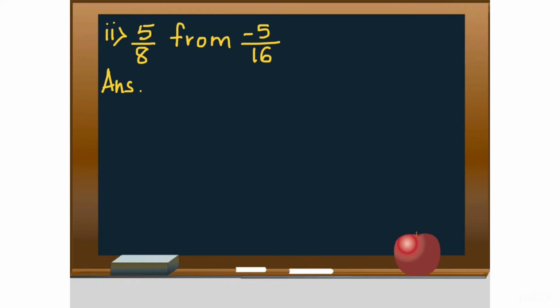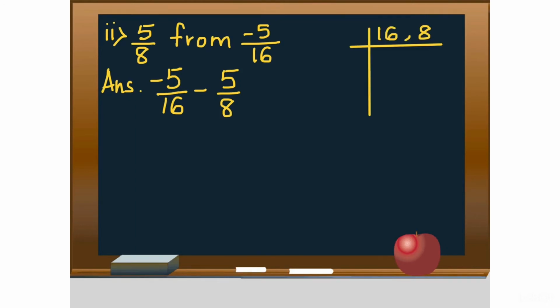Second question. Subtract 5 by 8 from minus 5 by 16. So we can write the expression as minus 5 by 16 minus 5 by 8. Now you can see in this expression the denominators are not the same. So we will find the LCM of the denominators.